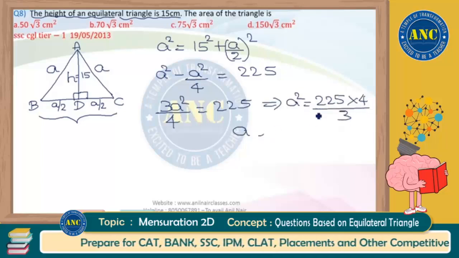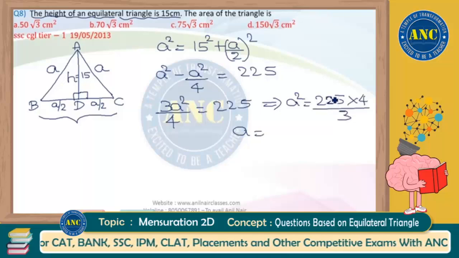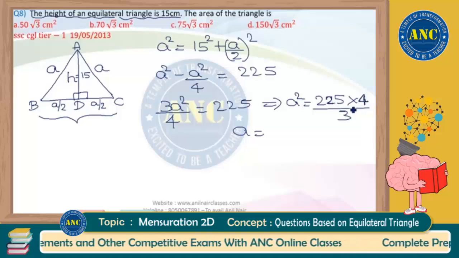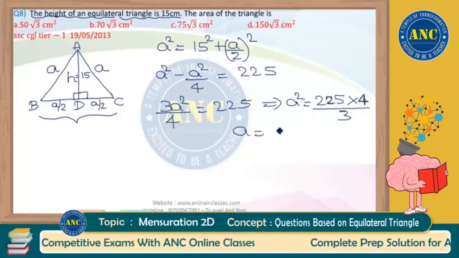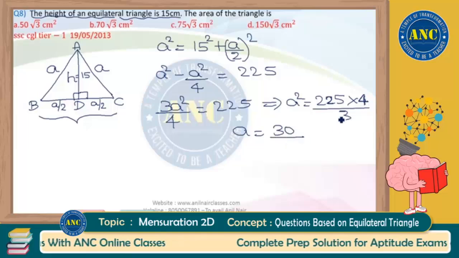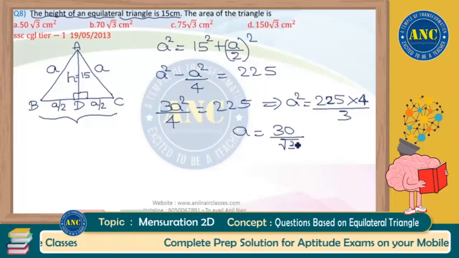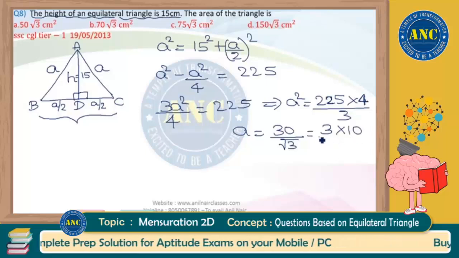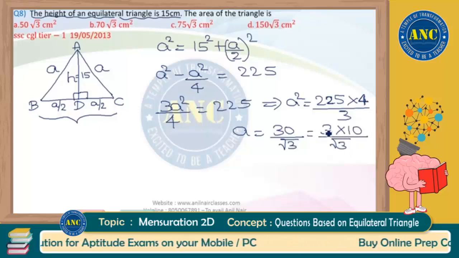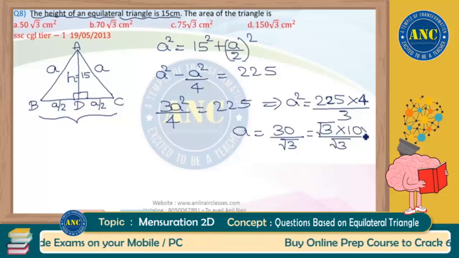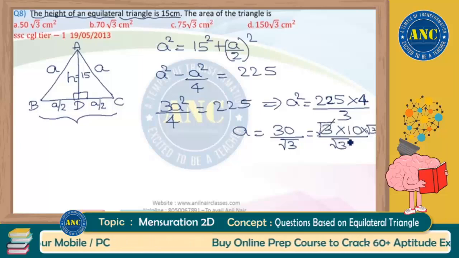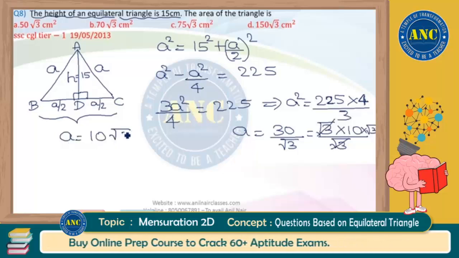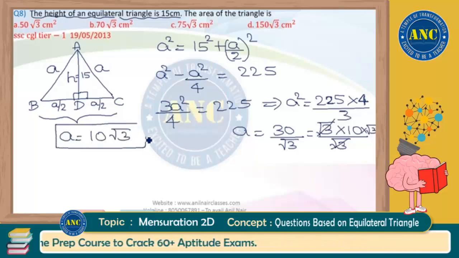A value is the square root of 225, which is 15. Square root of 4, sorry, is 2. So 15 into 2 is 30. 30 divided by root 3. But this 30 can be written as 3 into 10 divided by root 3. This 3 can be written as root 3 into root 3. One root 3 will cancel. A, which is the side of the equilateral triangle, is 10 root 3.